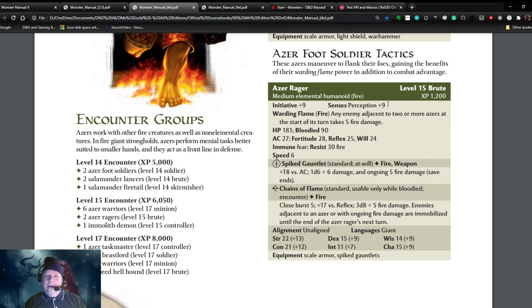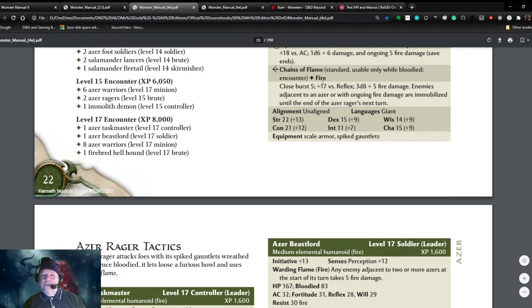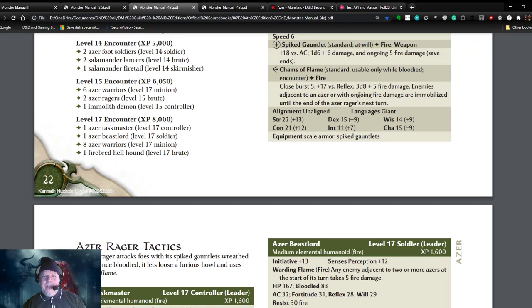And then you have the Azer Rager. He's a level 15 brute, 181 hit points, bloodied value of 90, armor class 27, immune to fear, and they resist 30 fire. Plus 18 versus AC to hit, 1d6 plus 6 damage and ongoing fire damage, save ends. And they have this Chains of Flame that's a burst. And you can only use this when they are bloodied.